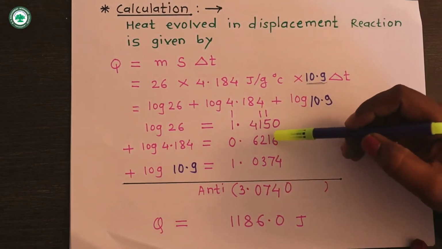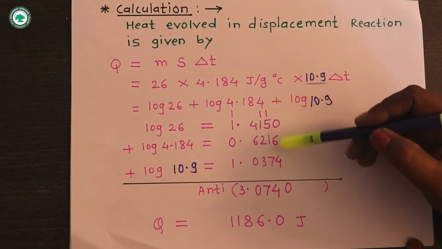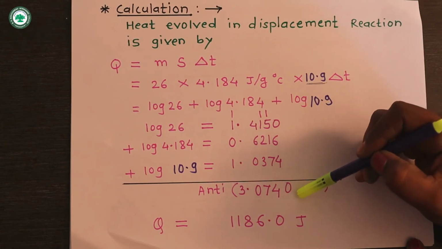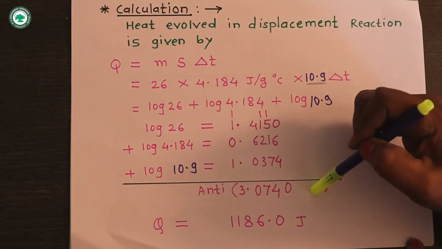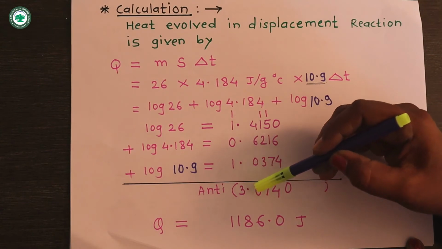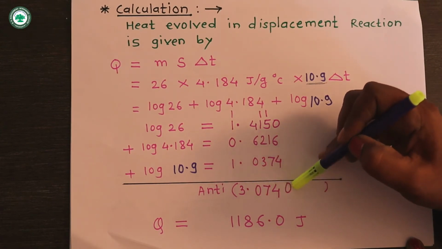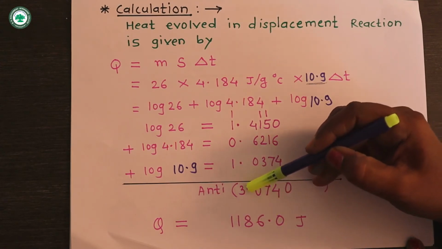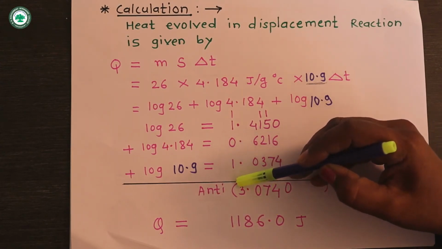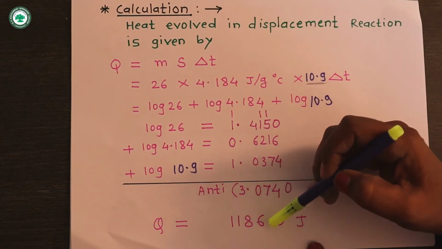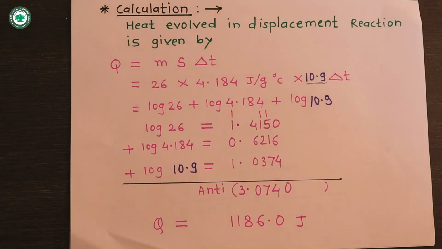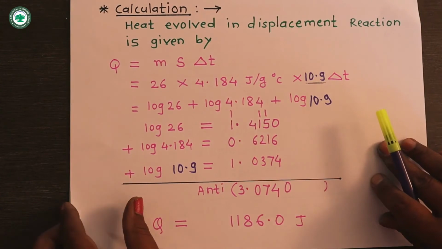Now we have to do the sum of all these logs, and this sum is found to be 3.0740. Now we have to see the antilog of this term, so we see the antilog of 0.07 into 4, and that value is found to be 1186. Now before this point 3 digits are there, so we have to put the point after 4 digits, and so the value of Q is nothing but 1186.0 joule.